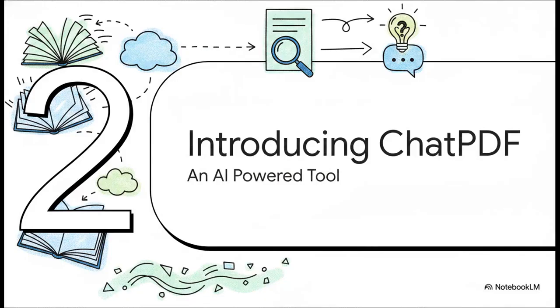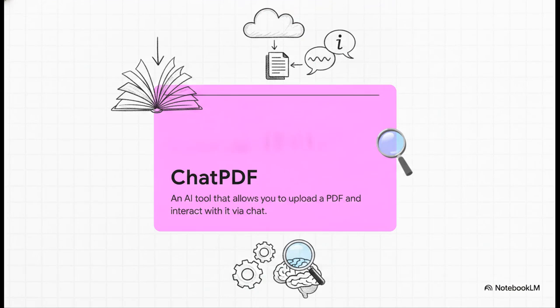Which brings us to Section 2, Introducing ChatPDF. So, what exactly is it? Well, ChatPDF is an AI tool that allows you to upload a PDF document and interact with it in plain English through a chat interface. Think of it kind of like a closed-loop system. The AI acts as a dedicated reader for your specific document, providing instant answers based exclusively on the uploaded file. So it's not just pulling random, unverified stuff from the broader internet.